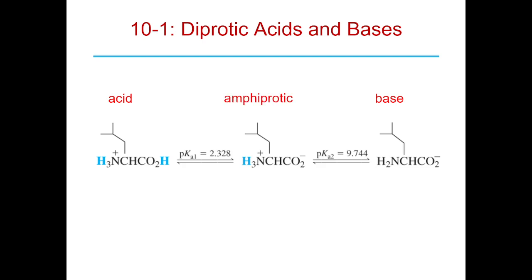Right, very good. What is it called when it can both act as an acid and a base? So if it's an acid only, it's called an acid, right? If it's a base only, it's called a base. If it can act as both, it's called amphiprotic, meaning both. Right? Amphi meaning both, protic meaning proton, right? Take on and lose a proton.